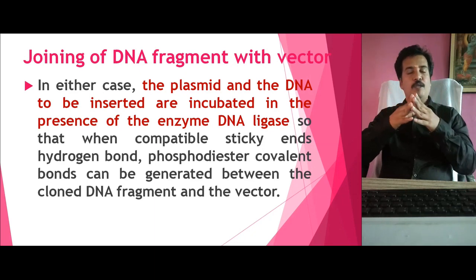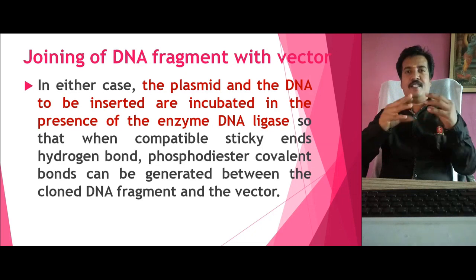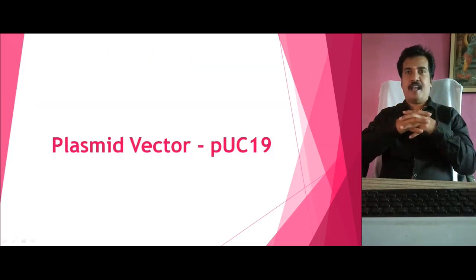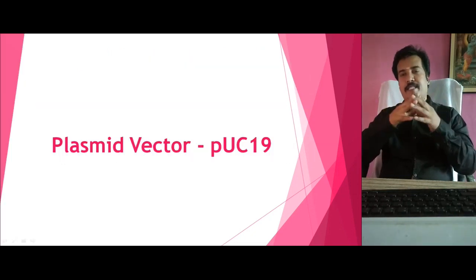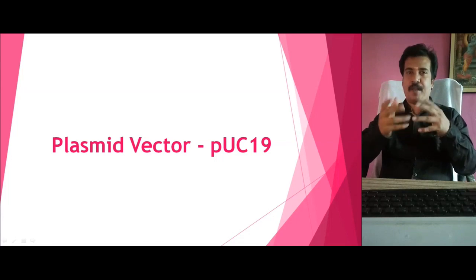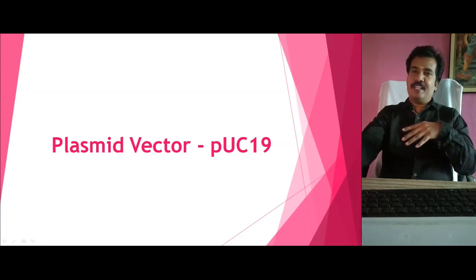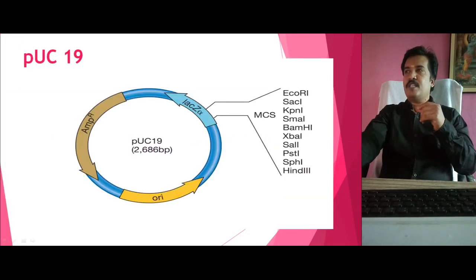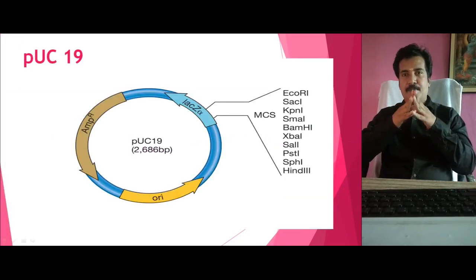It can be used both as a cloning vector as well as an expression vector. So let us elaborately understand the plasmid as a vector through an example. I have chosen an example of a plasmid vector, that is pUC19. So pUC19, as you can see, is a plasmid vector.